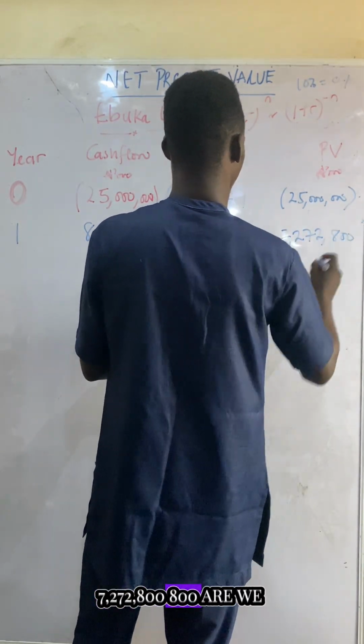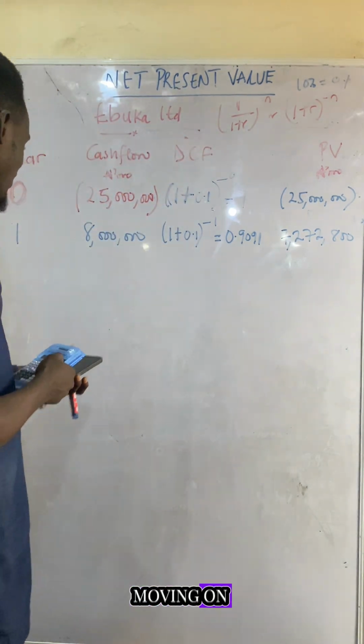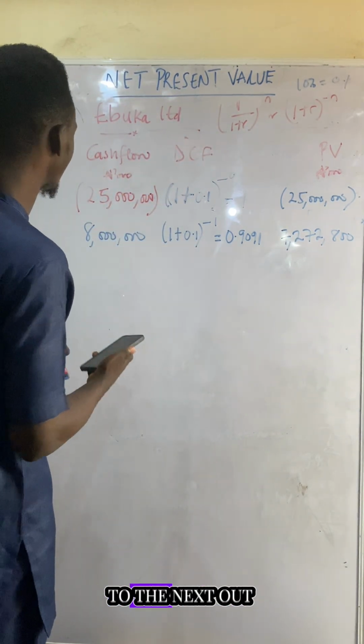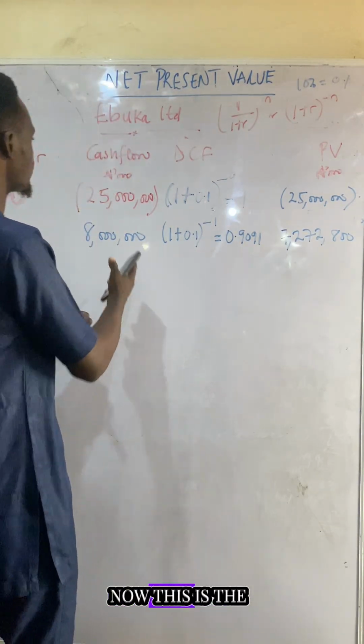7,272,800. Are we following now? So I think we're moving on. So now, moving on to the next cash outflow. Let's look at the question. Now, this is the first year.